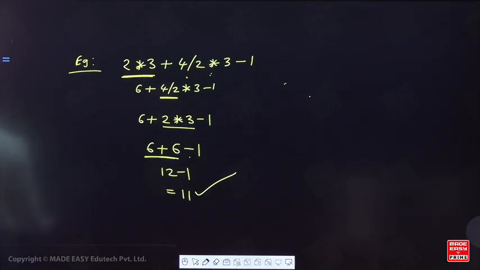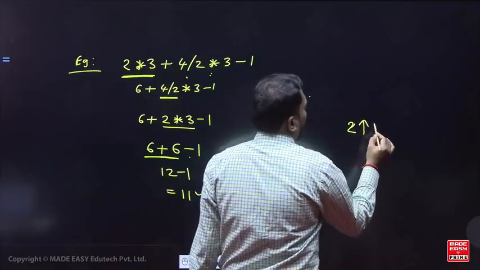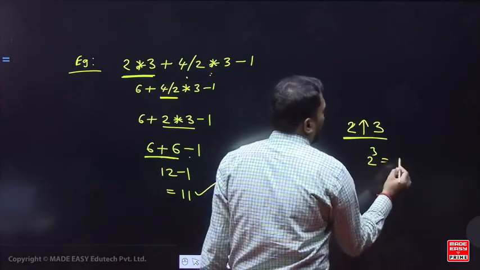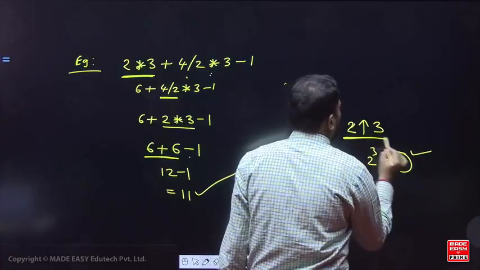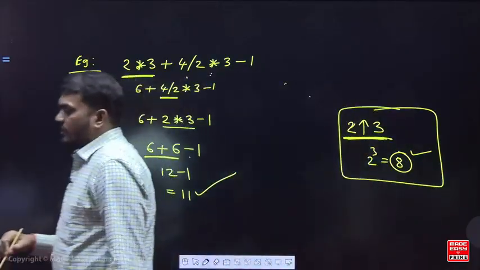That is called power. The second symbol, I told you two times, is called a power, 2 power 3. The arrow mark is what? That is power, generally you represent it like this. This is called 2 power 3. So 2 power 3, how much is that here? 8. Okay, that is the power symbol. Power will be represented with the arrow mark.